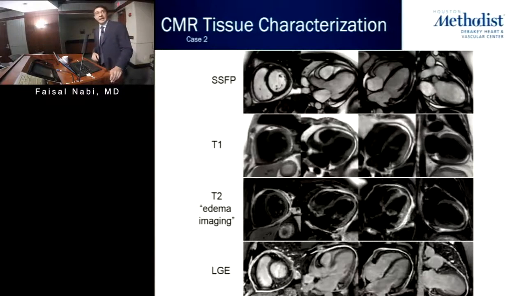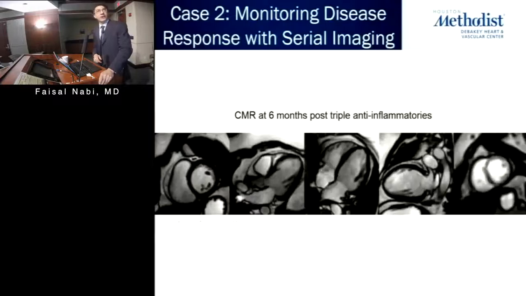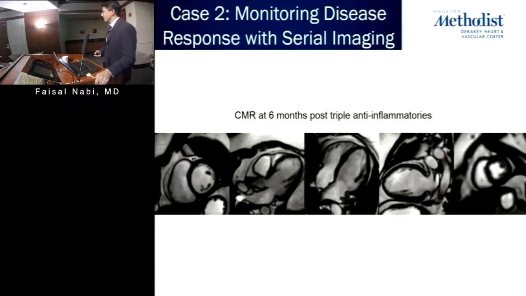And if we go on to our late gadolinium enhancement images, the entire pericardium has taken up contrast, and you can see the remarkable contrast uptake and the bright signal you see from the pericardium. So now I ask you, now that you know that this patient has constrictive pericarditis, we've shown an active inflammation, would the response that you originally thought of in your mind now be different of how you would manage this patient? So this patient was treated with an aggressive triple anti-inflammatory therapy, including NSAIDs, colchicine, and prednisone.